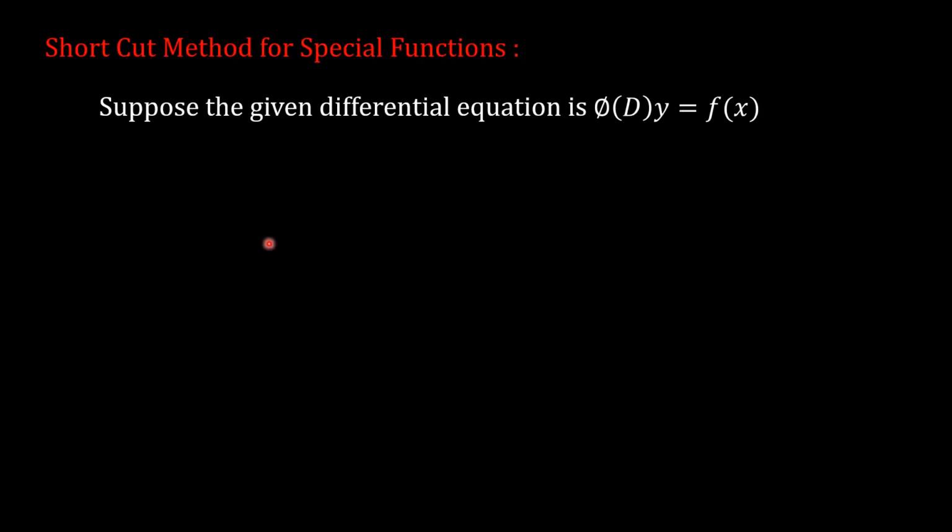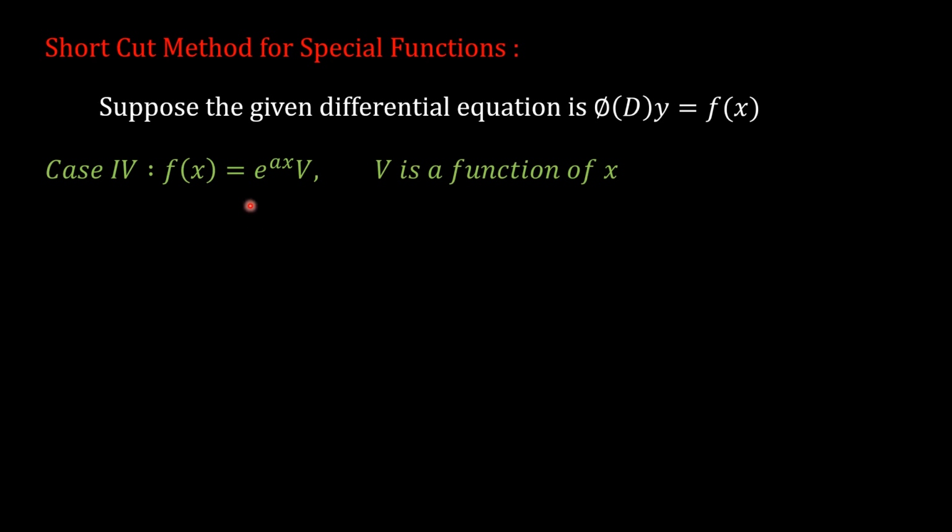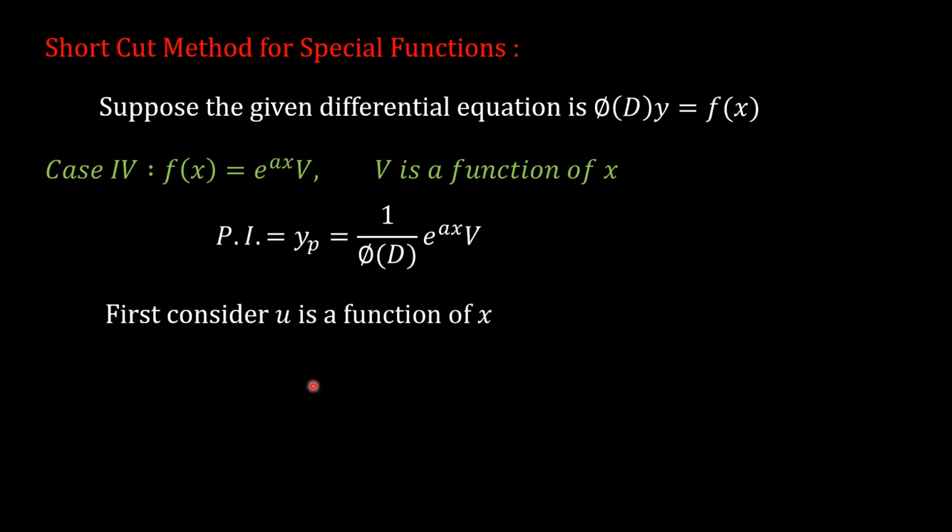Suppose the given differential equation is phi of D of y is equal to f of x. And this right hand side function f of x is the function e raised to ax into v, where e raised to ax is an exponential function and v is a function of x and a is any constant. Then in this case the yp will be 1 upon phi of D of e raised to ax into v.